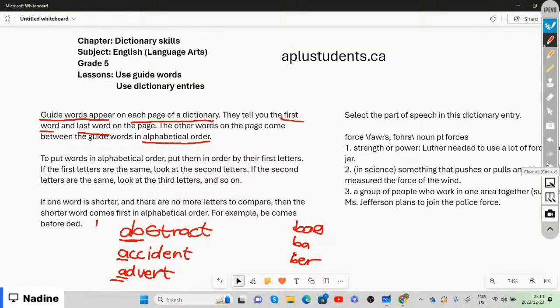For example, become, and before, or bid, right? So if one word is shorter and there are no more letters to compare, then the shorter word will come first, which means that we'll probably put bid in between become and before. So the shorter word comes first in the alphabetical order.